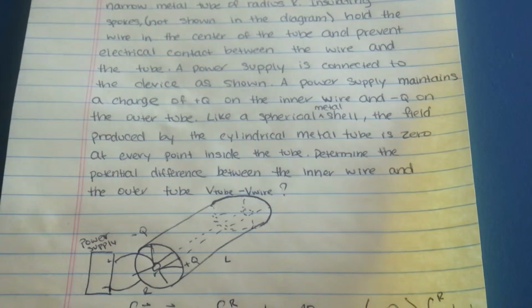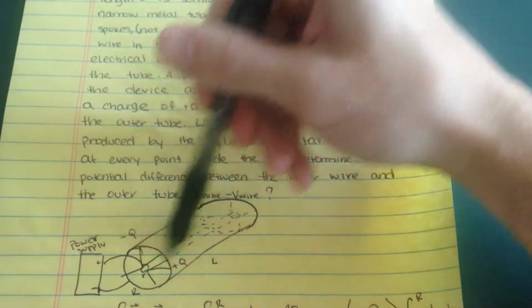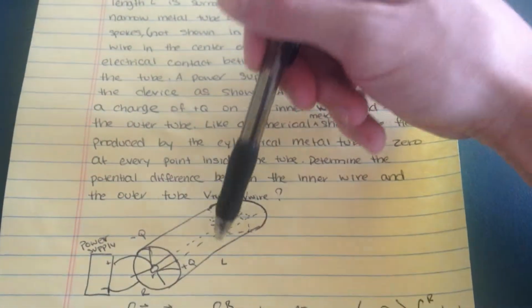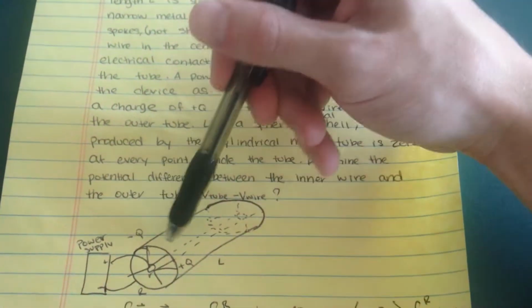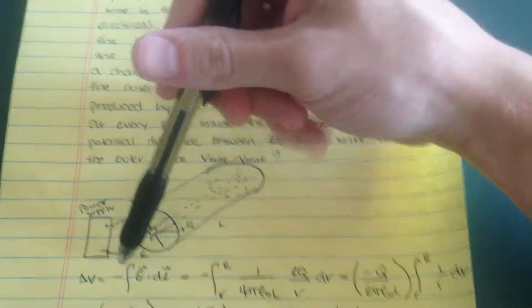So here's a diagram as shown. You have the actual tube itself, and you have the little metal rod in it, and the electric field inside the metal rod is obviously zero. So you have the length of the tube, you have the charge difference, you have the radii, and you have the power supply. So we want to start with this term.